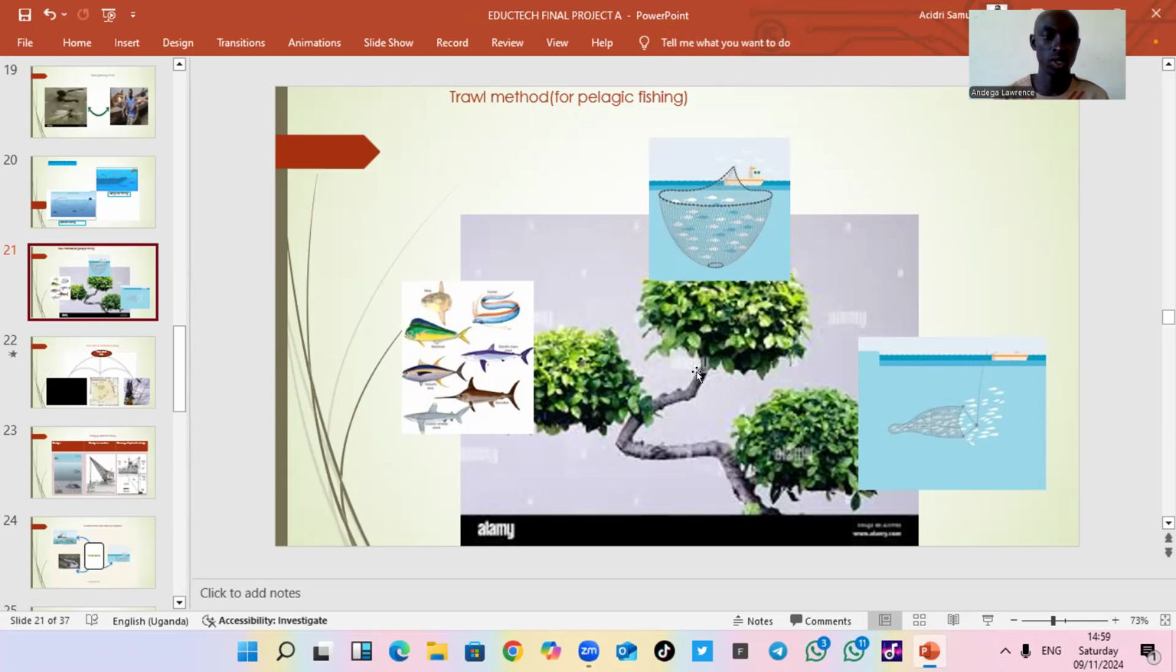And here I also used a mind map to support these pictures. So all these pictures and the trawl method are used for learners in the lesson development to fully understand the concept of the trawl method of fishing as a modern method of fishing.